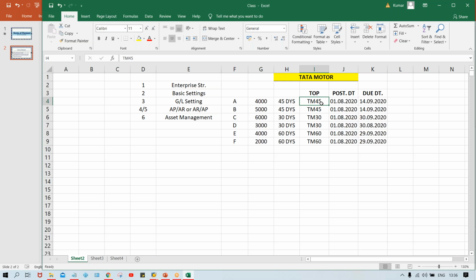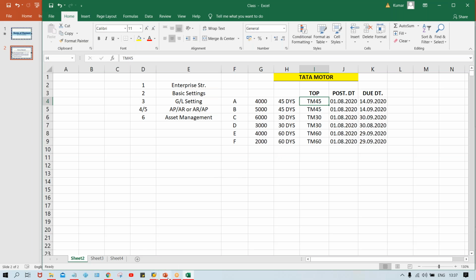If you know these functionalities, then only you will be able to understand this concept. So here, this terms of payment is going to be set up and assigned in the vendor master, and from master data, the system is going to determine the terms of payment automatically. Okay, this is the concept.